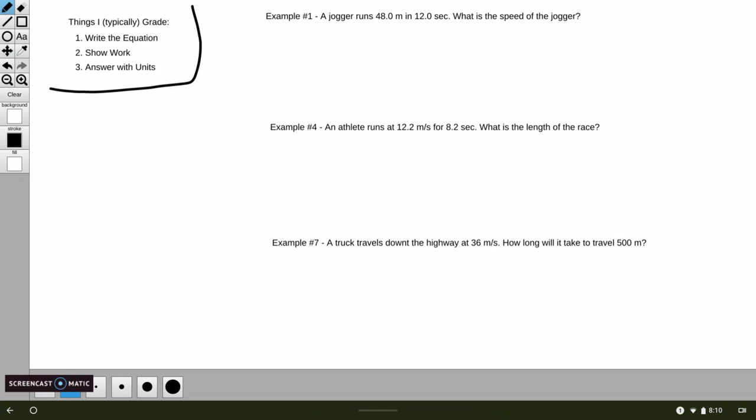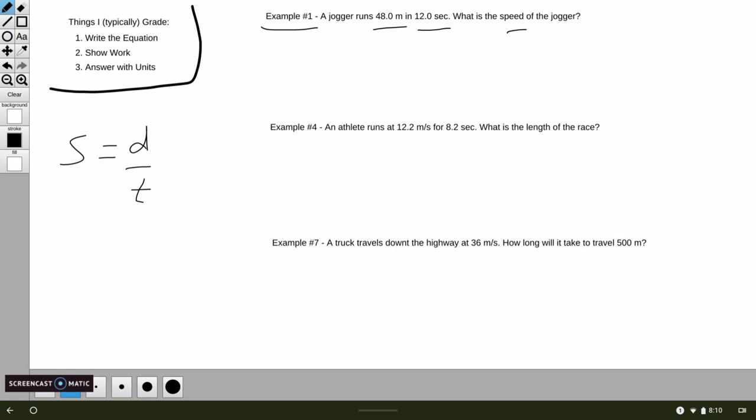All right. So the equation we're talking about here is S equals D over T. This is just the speed equation that we used the other day. So let's get right into it. Let's start with example number one. A jogger runs 48.0 meters in 12.0 seconds. What is the speed of the jogger?